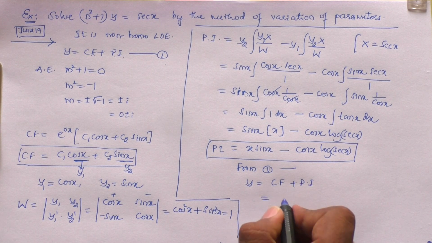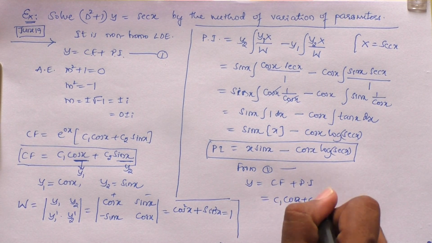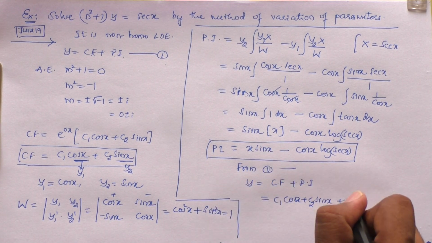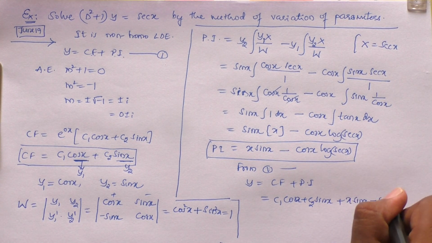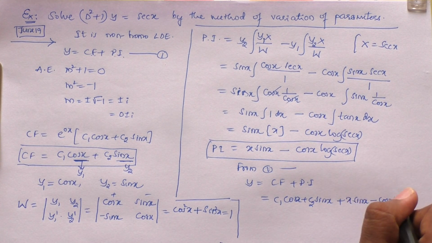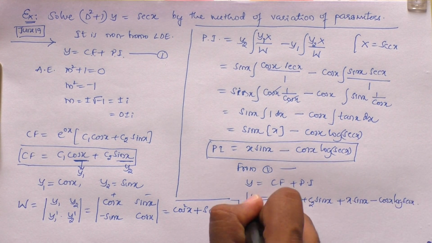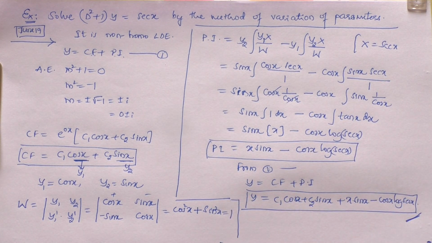So CF is c1 cos x plus c2 sin x plus PI. PI is x sin x minus cos x into log of sec x. So this is the required solution of the given problem.